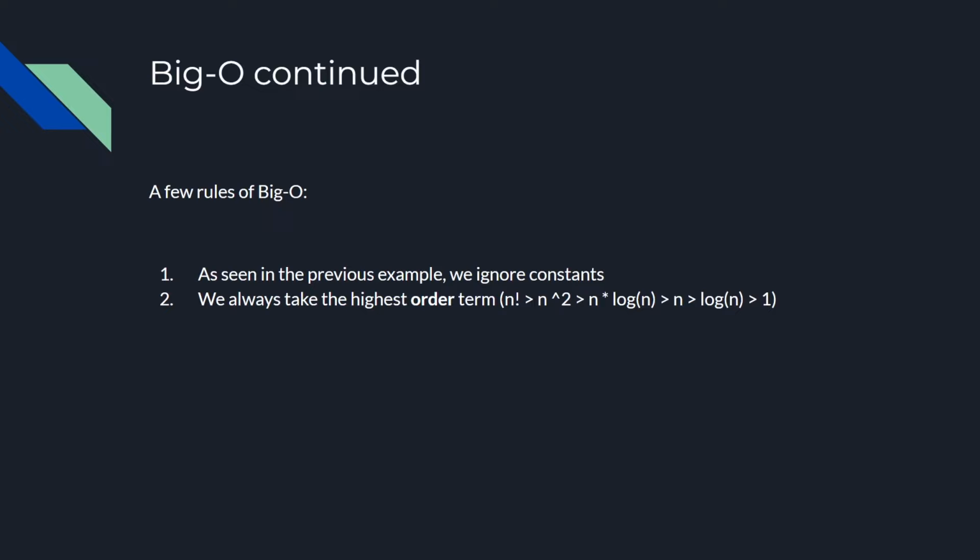And second, we always take the highest order term. So that means whichever n will grow the fastest. So for example, n factorial will grow faster than n cubed, or n squared, which will grow faster than n log n, which will grow faster than n, which will grow faster than just log n, which of course will grow faster than constant time.